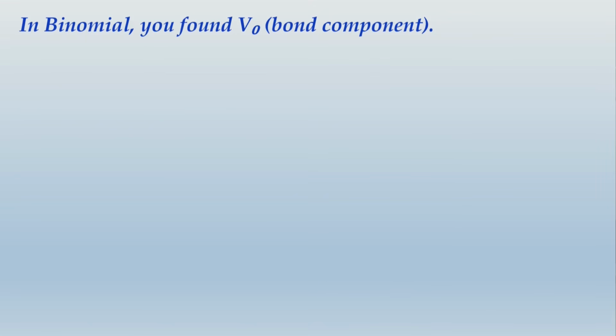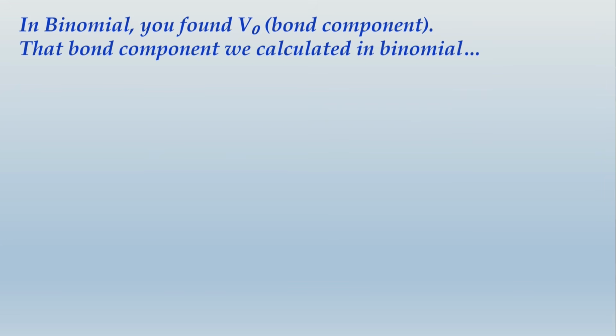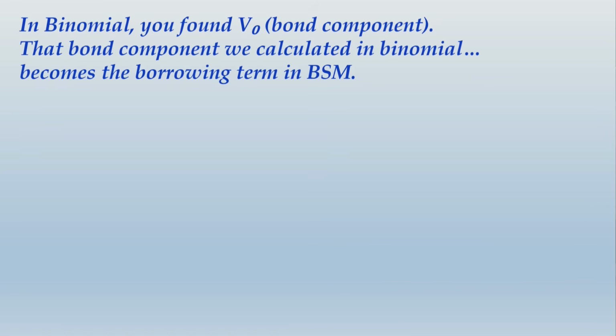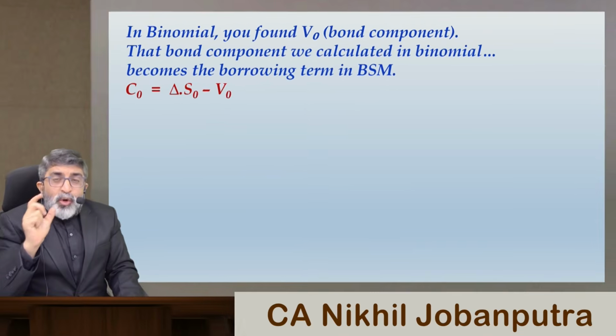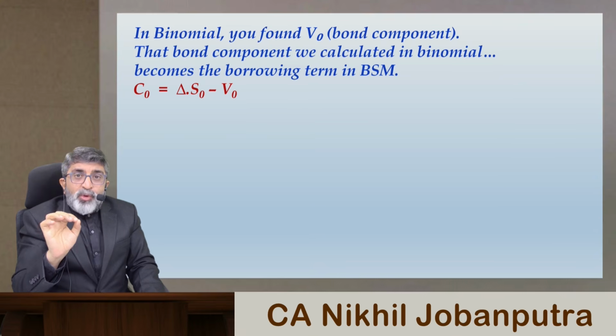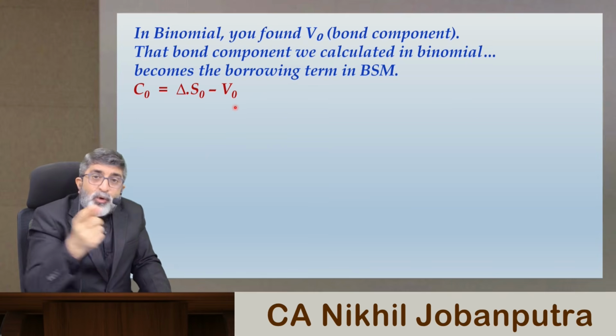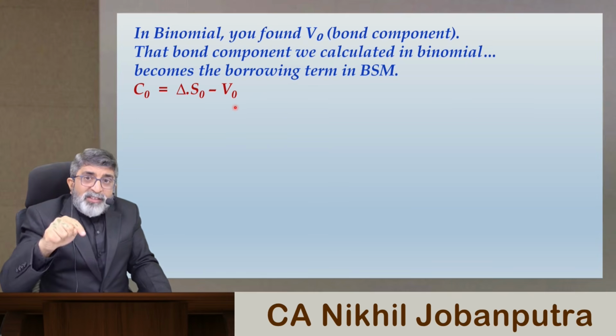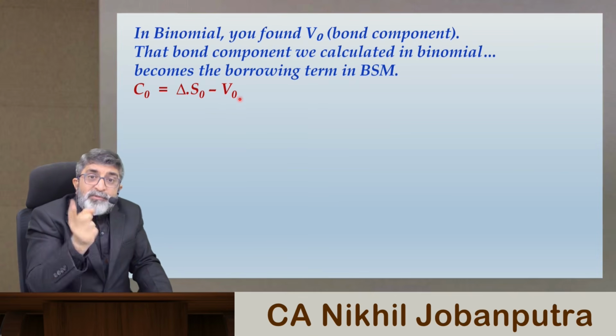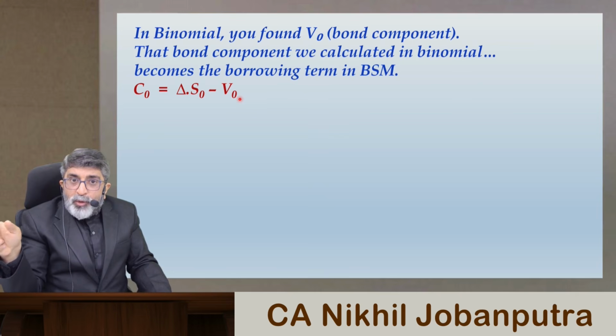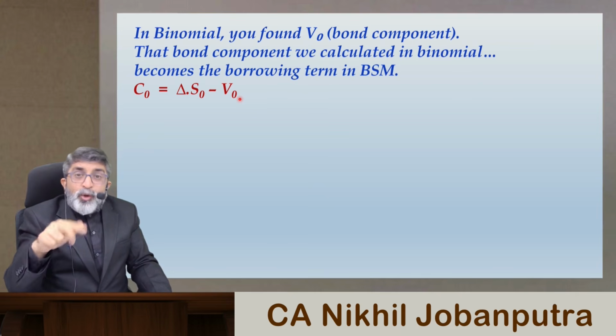Now we say in binomial you found V0 as the bond component or risk-free borrowing part. That bond component we calculated in binomial becomes the borrowing in BSM. If you remember, under the binomial delta hedging your original equation was C0 equals delta into S0 minus V0. How did we construct this equation? We derived it from the equation of V0, because V0 was delta S0 minus C0. From that we derived C0 equals delta S0 minus V0.